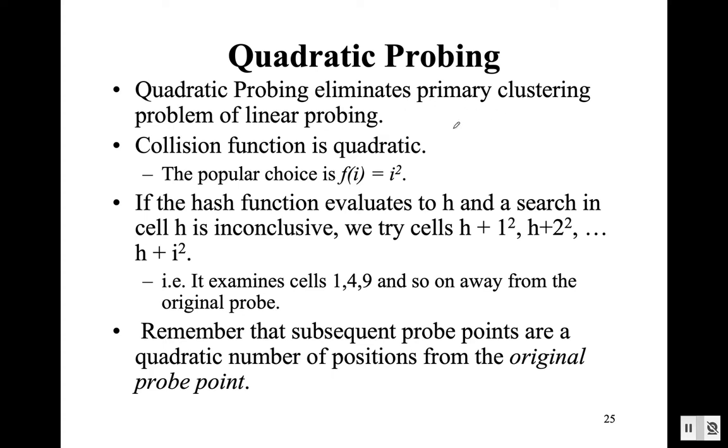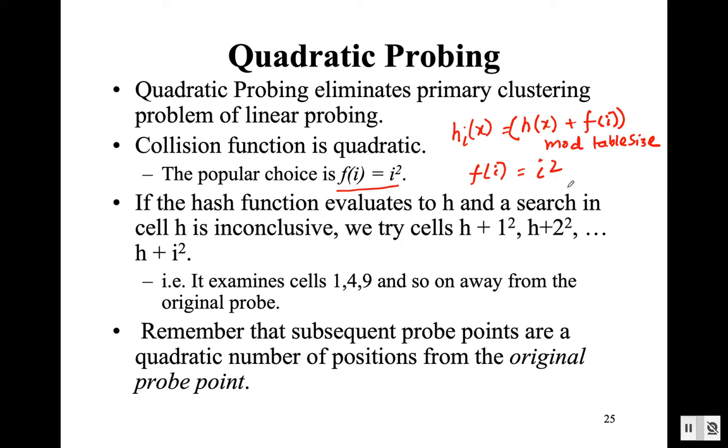So in quadratic probing, it's actually the same idea we are going to use. Open addressing means we are going to resolve the collision using the same hash table. But here we are going to use the function f of i equals i square. So that means now our hash function will be h of x plus f of i, mod table size. For quadratic probing, f of i we are going to use i square.